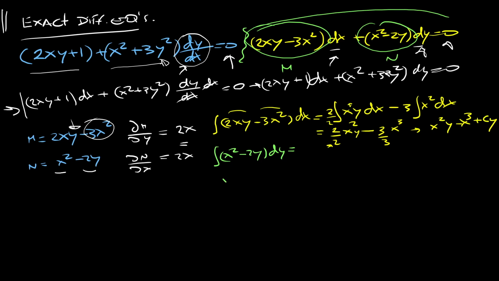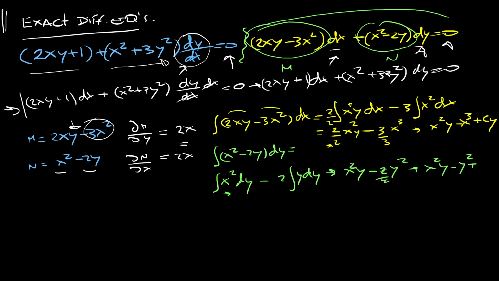For the second one, it's the same thing. We separate this into separate integrals: the integral of x squared dy, and then minus the integral of 2y dy. This first one is a constant, so it comes outside, and we have x squared y. And for the second one, we have 2y squared divided by 2, so these two cancel out. We are left with x squared y minus y squared, and then the constant in terms of the other variable, so c(x).